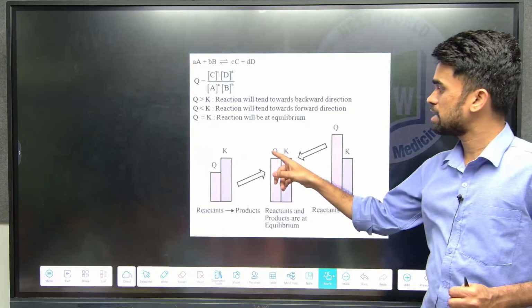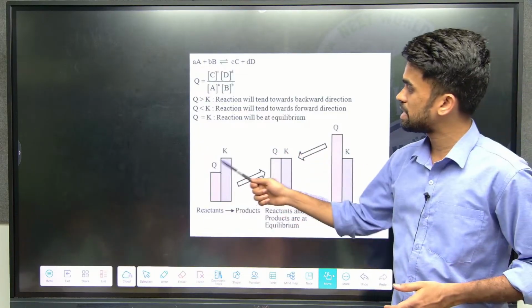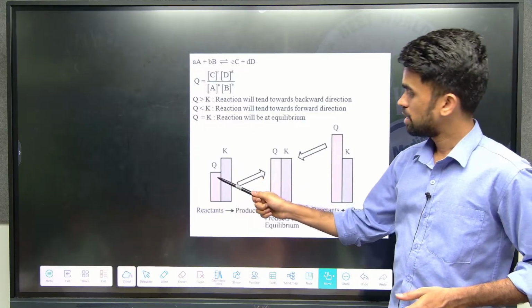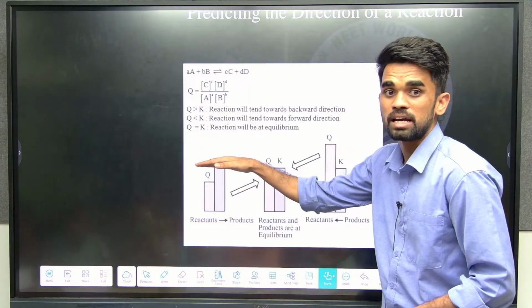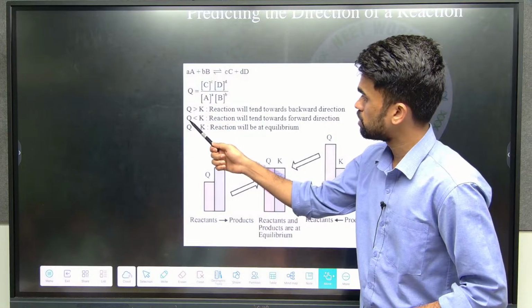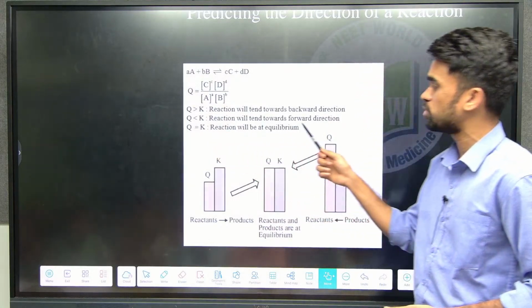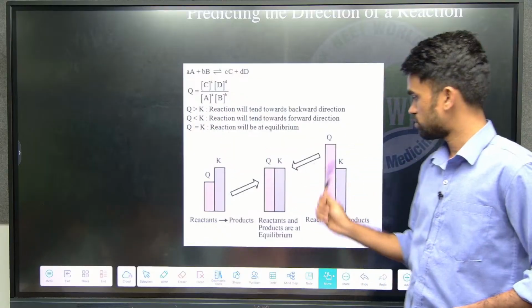If Kc equals Qc, the system is at equilibrium. If Qc is less than Kc, it is less, so to make it equal the reaction must move. Then the reaction goes forward. So if Qc is less than Kc, the reaction moves forward. If Qc is greater than Kc, backward. That's it.